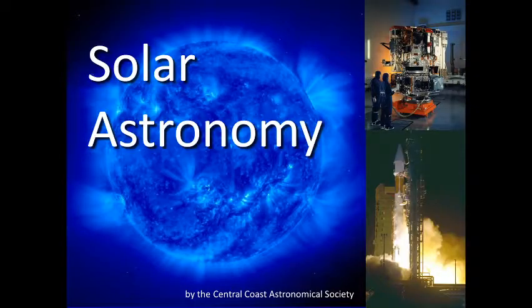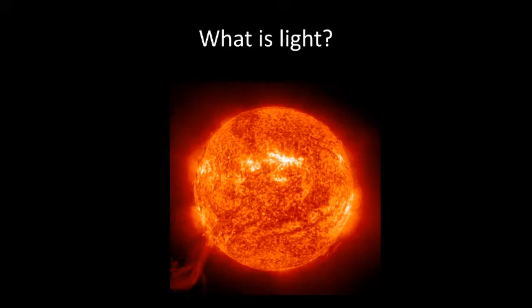Okay, so let's get started. So solar astronomy. When we study astronomy, there are many different areas of astronomy, and it's not just stars and pretty pictures, right? There's a lot more going on. So we're going to focus on the astronomy that has to do with light. Now, most of astronomy has to do with light, but let's clarify exactly what light is.